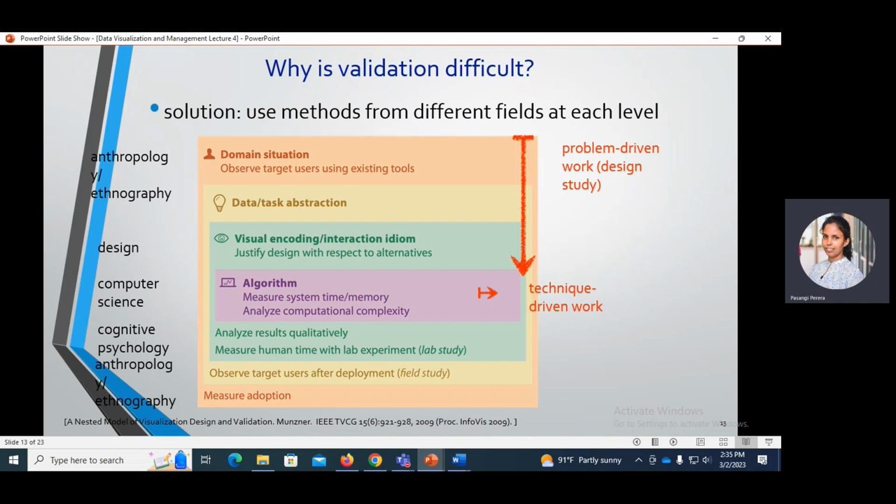What about the abstraction and domain level? Here is where we need to get methods out of the social sciences, from anthropology and ethnography. We are actually observing people in a particular realistic context. That's again tricky. There are a lot of nuances about how to elicit information about what they are currently doing. So talking to them is necessary but not sufficient.